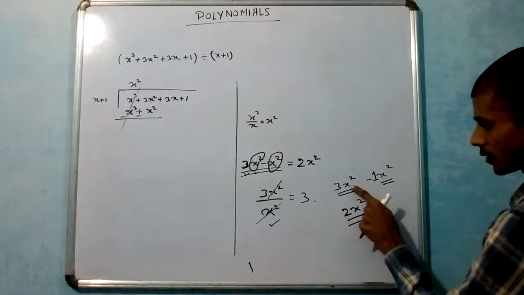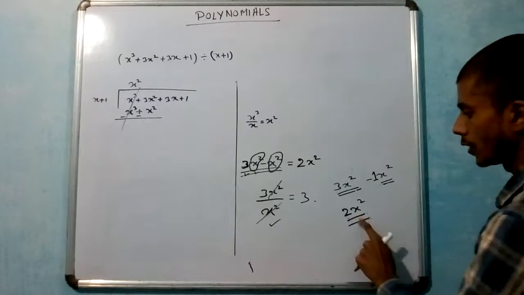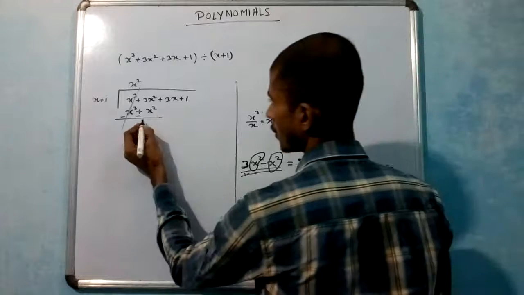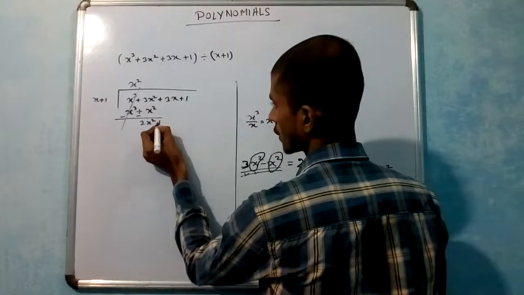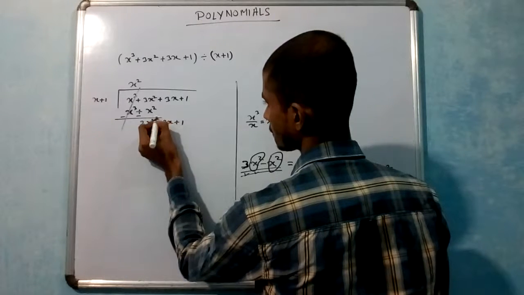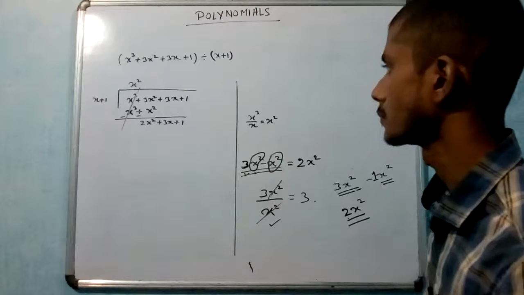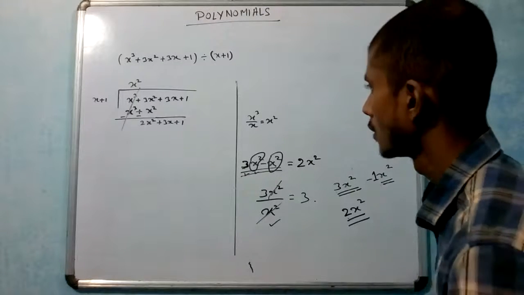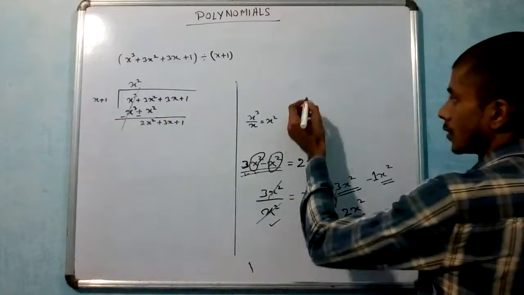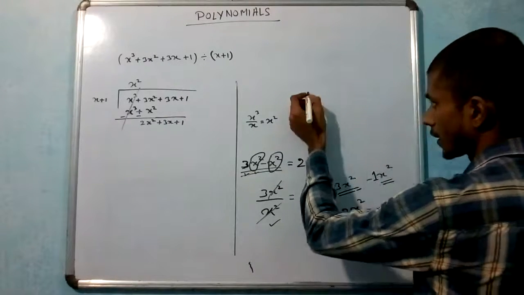So x square terms are like terms. 3x square minus 1x square. How many x square? 2x square. So how much here? 2x square. Next, 3x plus 1. Next what? You tell me what I should write. Don't explain every time. Tell me fast what I should write.